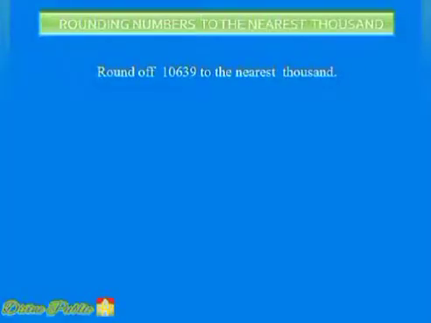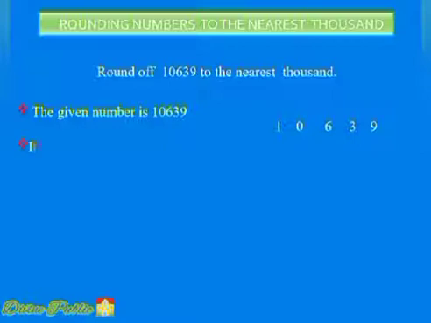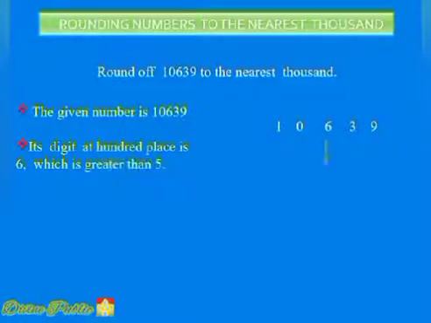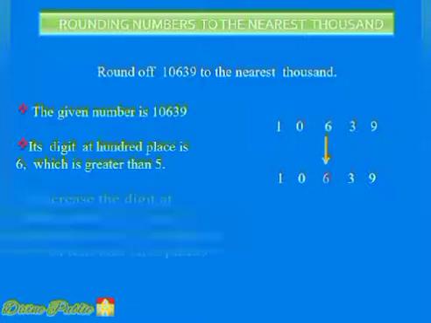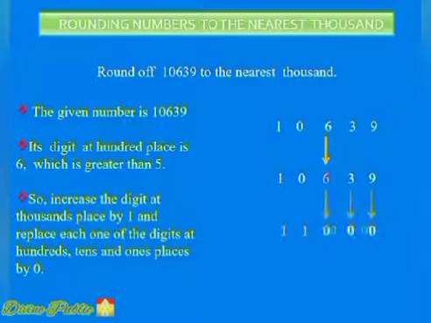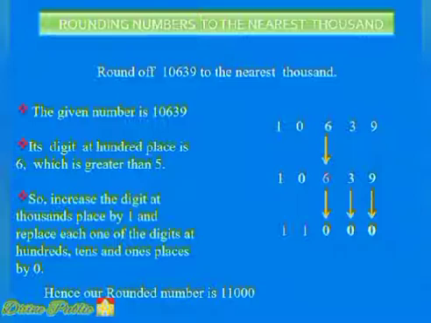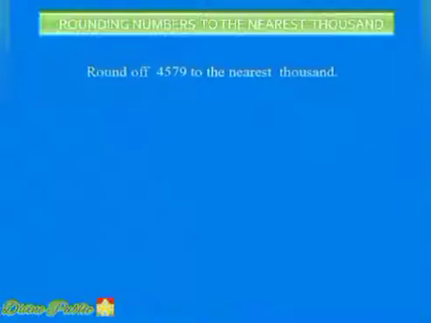Rounding numbers to the nearest 1000. Round off 10,639 to the nearest 1000. The given number is 10,639. Its digit at hundreds place is 6, which is greater than 5. So, we increase the digit at thousands place by 1 and replace each one of the digits at hundreds, tens and ones place by 0. Hence, our rounded number is 11,000.